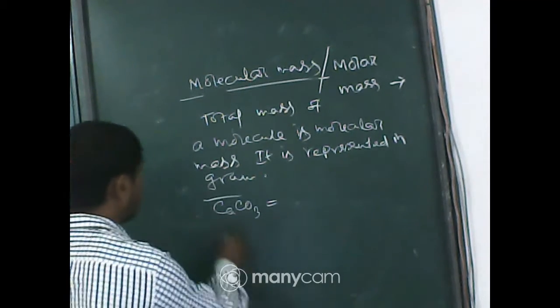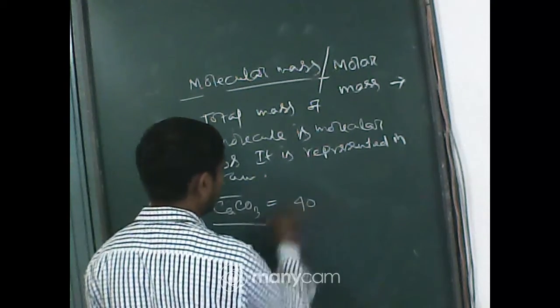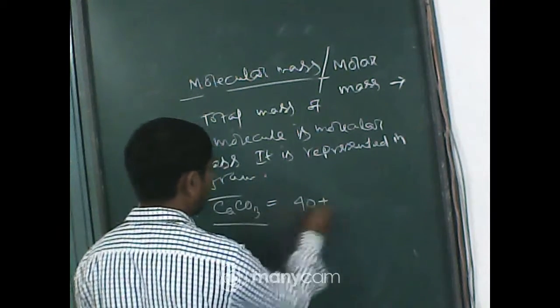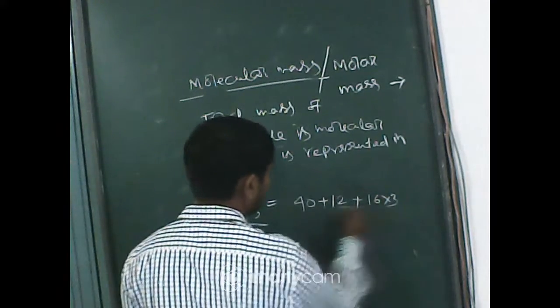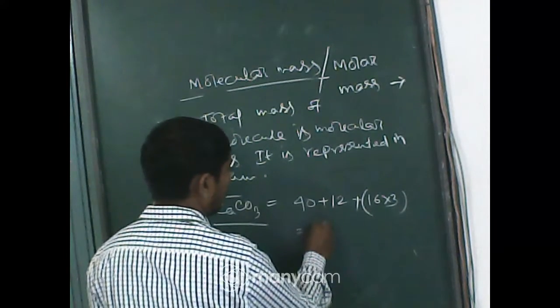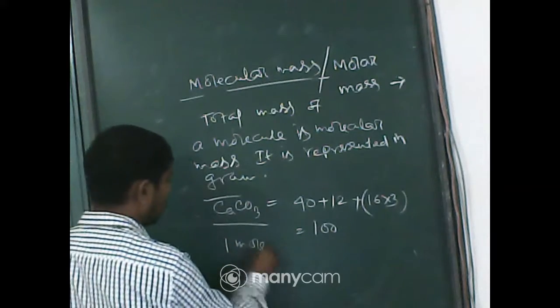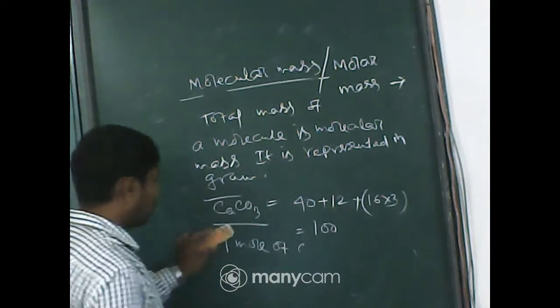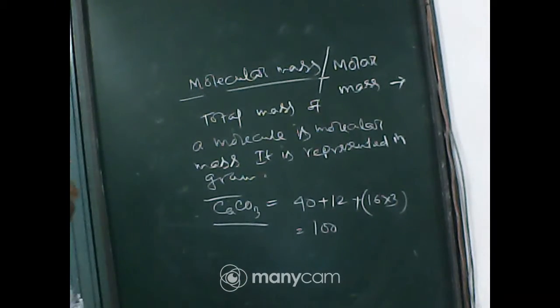Okay, so calcium carbonate: calcium, what is its atomic mass? That is 40, plus carbon 12, plus oxygen 16 into 3, that is 48. So 40 plus 12 plus 48 is equal to 100. So 1 mole will be 100 grams. This is the molar mass of calcium carbonate. In this way you will calculate the molar mass.